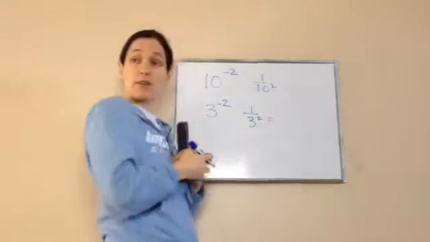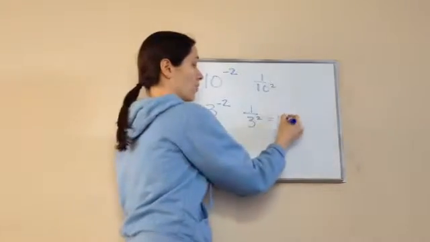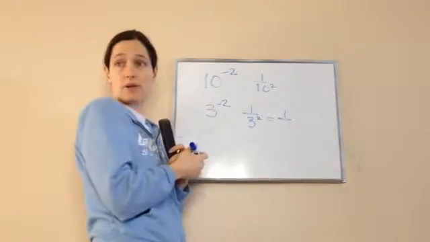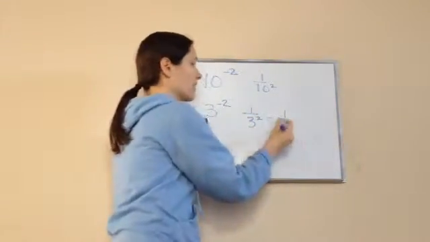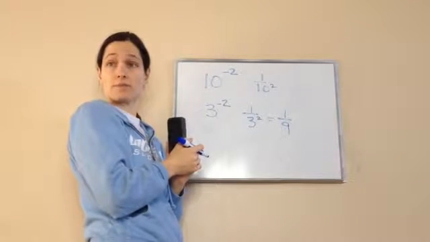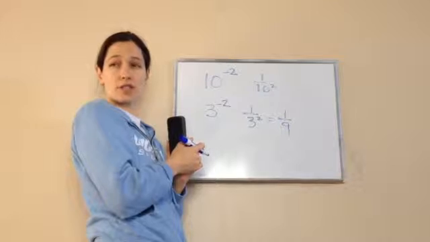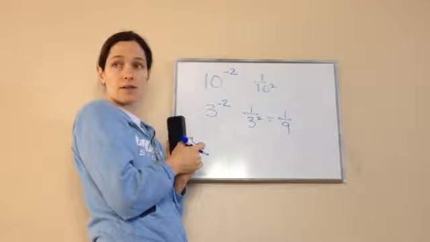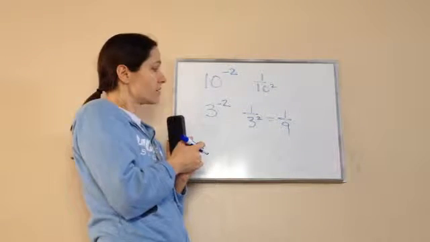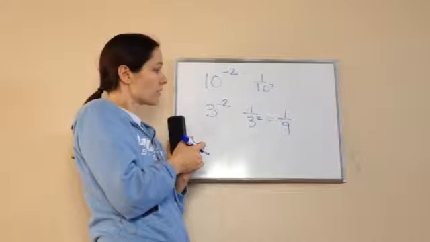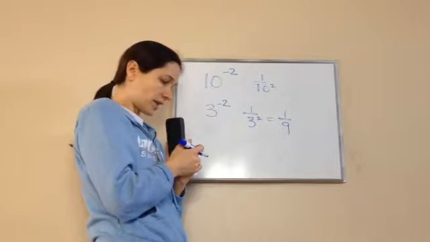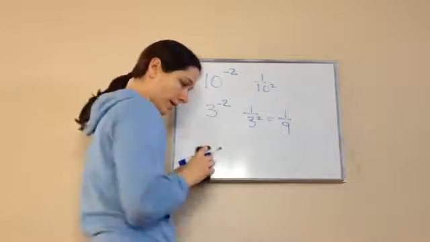Okay? And let's go on and finish it out. 1 over what is 3 to the 2nd power? 9. Final answer, 1 over 9. You understand it? Okay? Think you got it? Yep. All right.